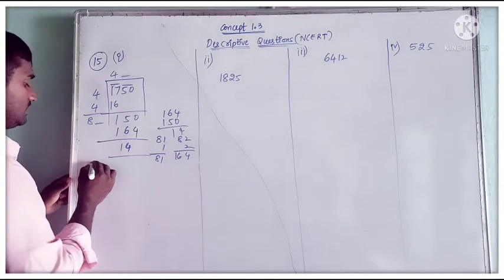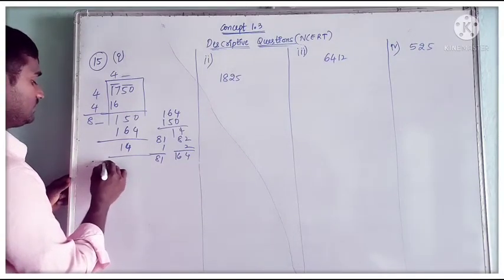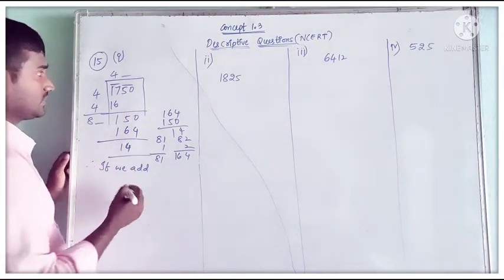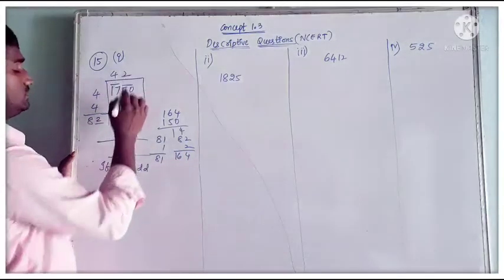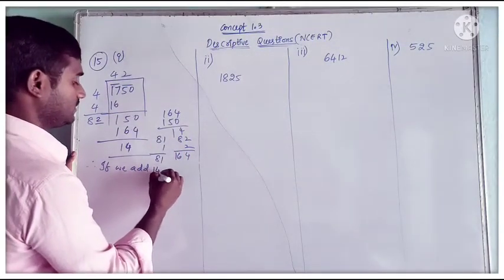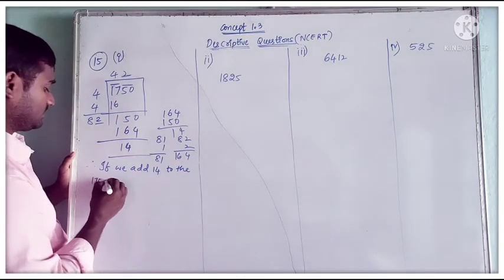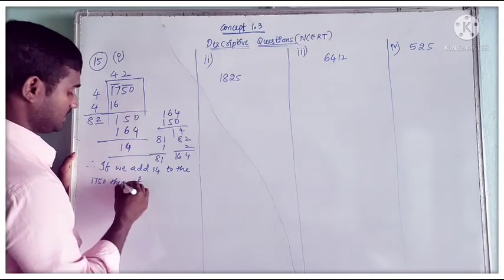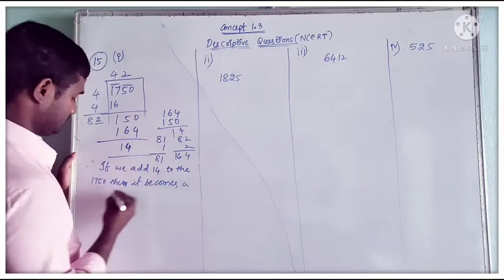So therefore, what is the number we obtained? 14. Therefore, if we add, so this 164, 82 into 2. So yes. If we add 14 to the 1750, then it becomes a perfect square.